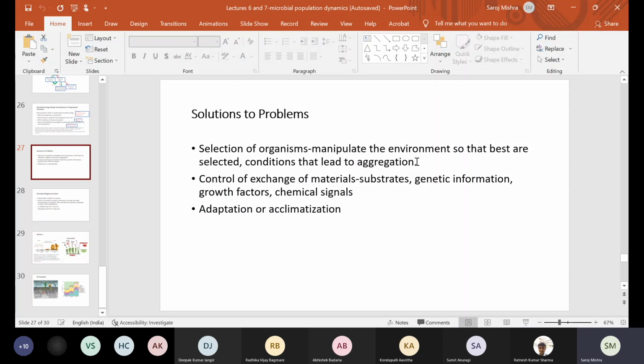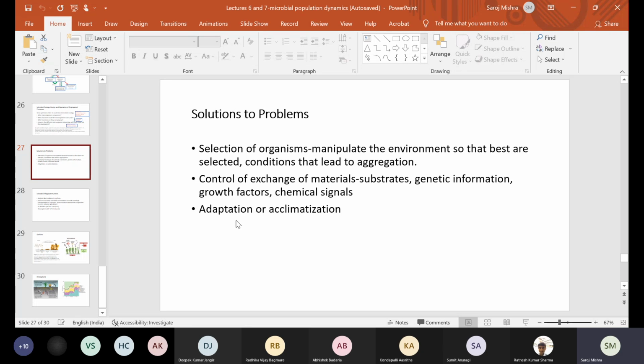Because, as I said, flock formation or granule formation is a very characteristic feature which is associated with community development, or with the operation of the community. So operating conditions will have to be altered, which lead to aggregation of microbes. You also have to be in a position to control exchange of materials. So how much substrate you are going to feed in, the genetic information, what conditions should be kept in the bioreactor in order to control the exchange of materials is something which you will do.